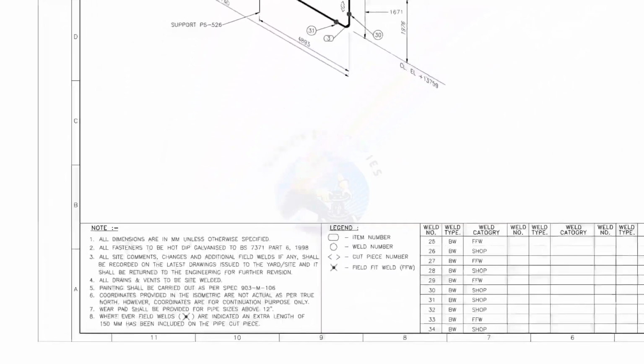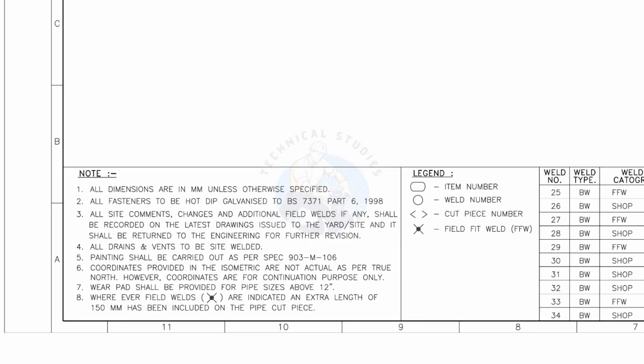Let me read the important notes. All dimensions are in millimeter, unless otherwise specified. All drains and vents to be site welded. Wherever field welds are indicated, an extra length 150 mm has been included on the pipe cut piece.